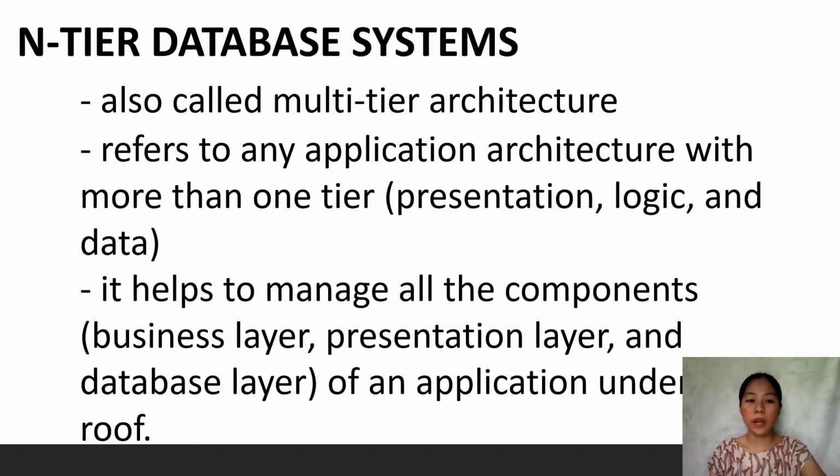The next one is the n-tier database system. N-tier is also called multi-tier architecture. It refers to any application architecture with more than one tier. It is usually divided into three tiers: the presentation tier, logic tier, and the data tier. It also helps to manage all the components: the business layer, the presentation layer, and the database layer of an application under one roof.